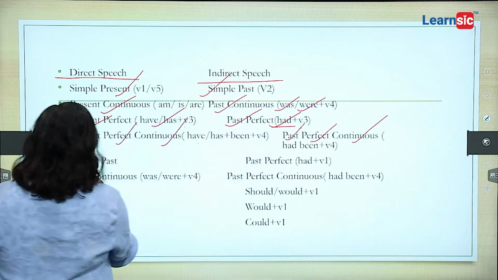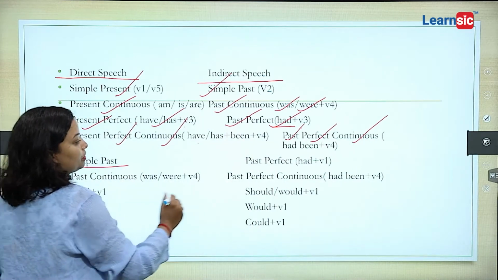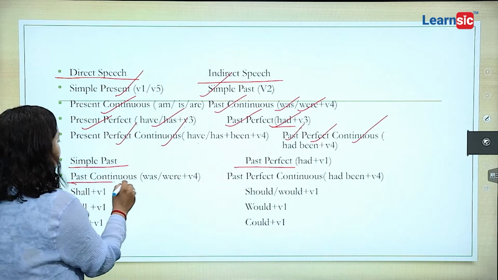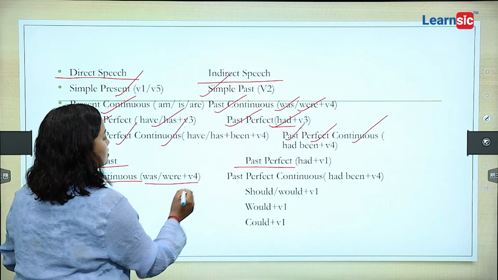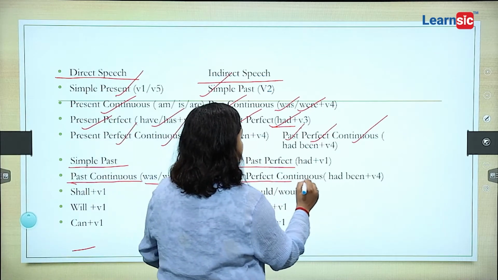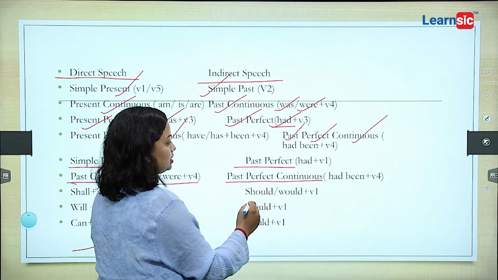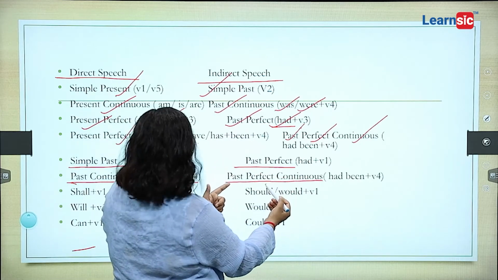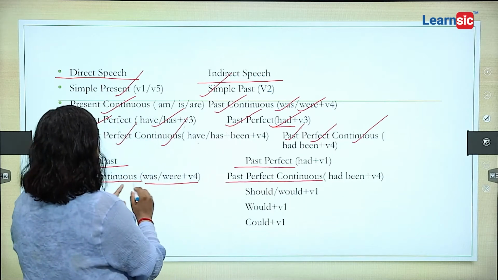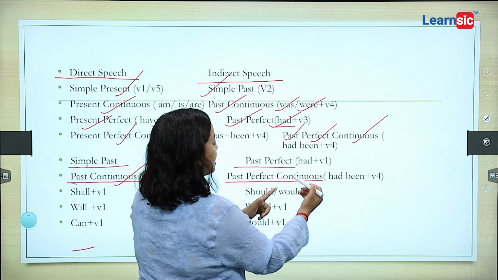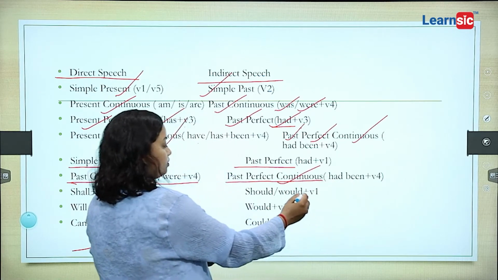Now, if there is simple past form, we have to change it into past perfect. If there is past continuous, was, were plus verb 4, again we have to put it into past perfect continuous tense. Now see, it is past perfect, but when was, were comes, what is here? It is in continuous form. So we have to carry the continuous form here also.